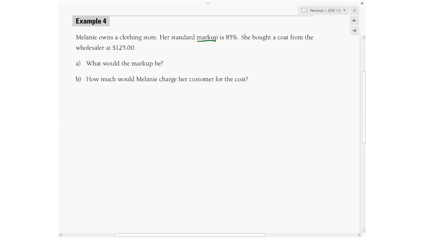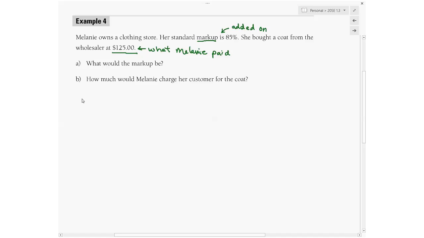So let's see what that looks like practically. She bought a coat from the wholesaler at $125. So this is what Melanie paid, $125 for the coat. And she's going to add on 85%. She's going to add 85% of 125 onto the 125 to figure out what she's going to charge her customers.